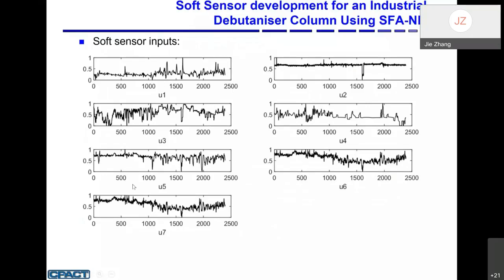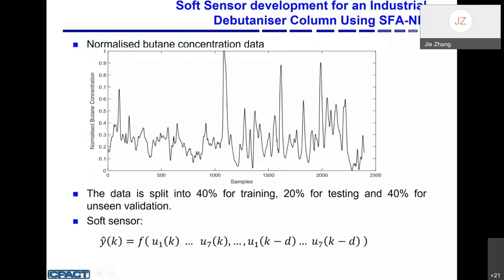Now you can see there is quite a lot of noise. From this plot, you can see the signals are quite noisy. And this one is the normalized concentration data. Here we use this set of data, and we partition it into 40% for training, 20% for testing, and the remaining 40% for unseen validation.